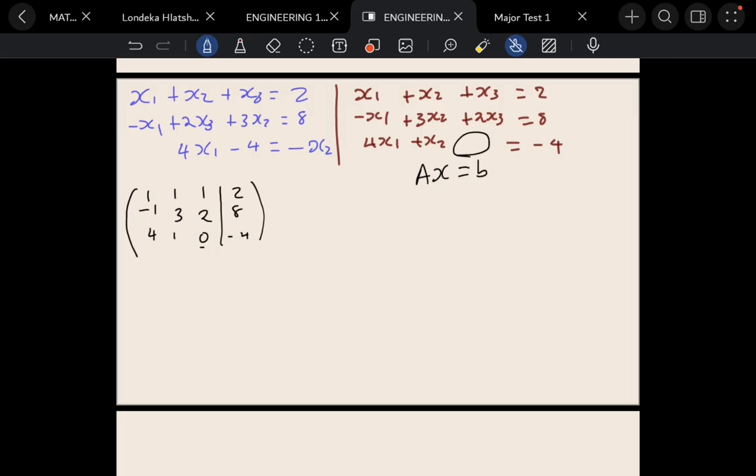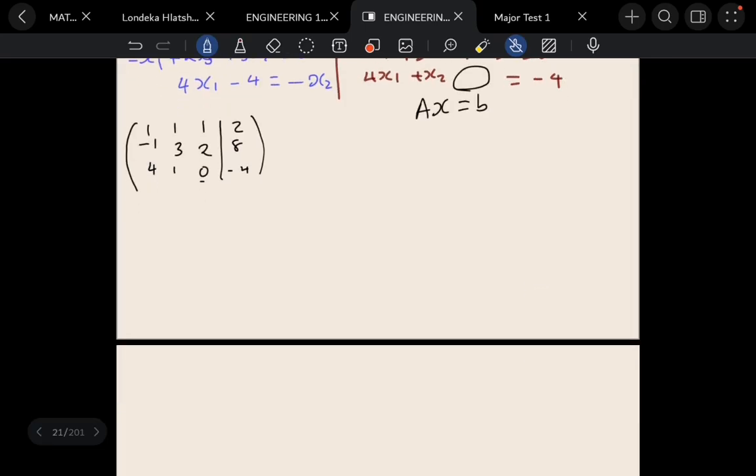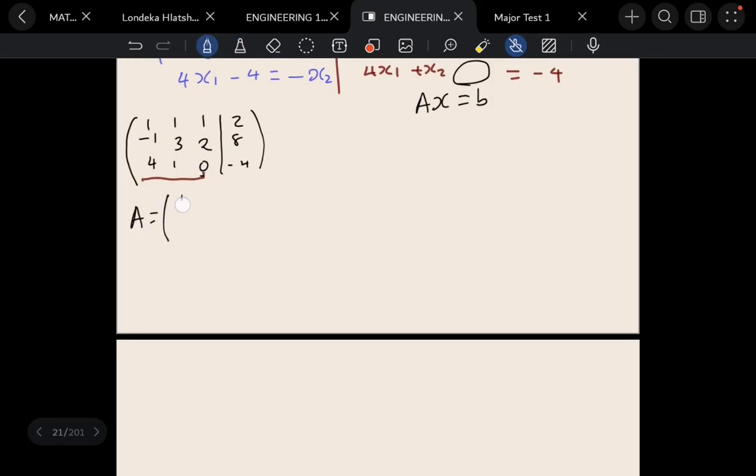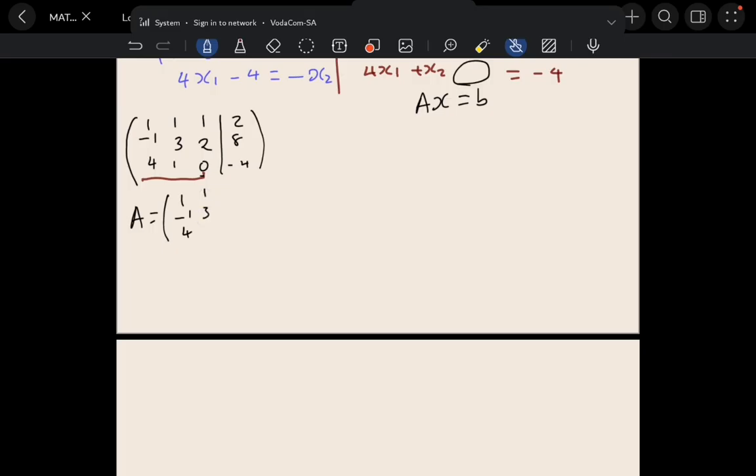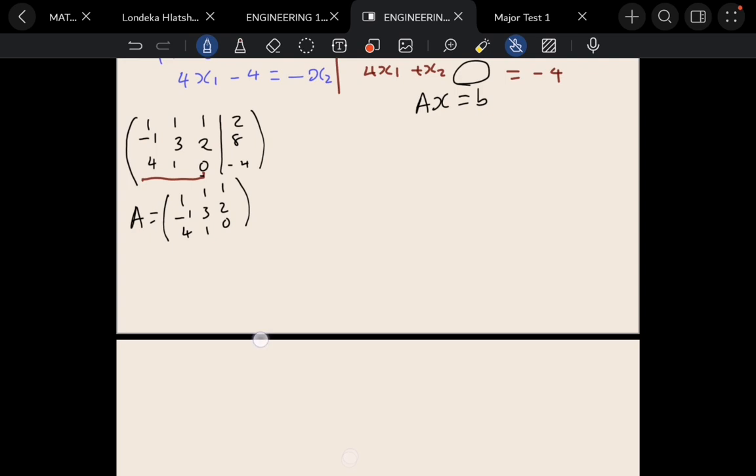So that is our augmented matrix. The next thing that you need to do, we need to take out matrix A. Matrix A, remember, is 1, minus 1, 4, 1, 3, 1, and 1, 2, 0. And then we need to take out matrix AB. Matrix AB, remember, is this whole entire matrix without this line. So it's 1, minus 1, 4, 1, 3, 1, 1, 2, 0, 2, 8, minus 4.